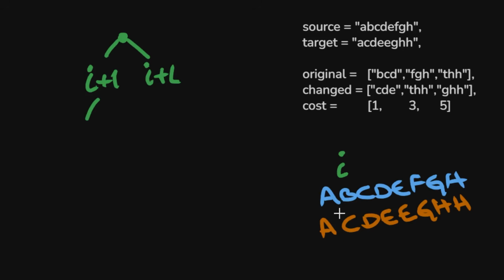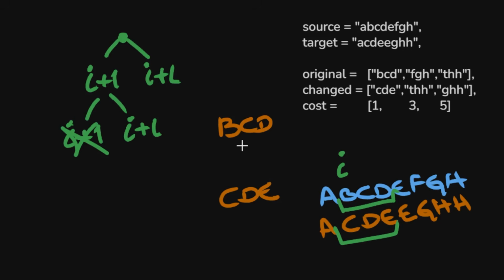Now we are here, and given that these two characters are different, we can't move to the next index. But maybe we can use a change and move to I plus the length of the selected change. If we look here, we have BCD, and we can change this with CDA. So we are selecting these three characters and checking if we can reach these three characters. We are going from BCD to CDE, and the cost of this is 1.